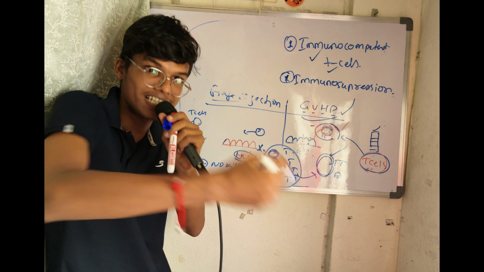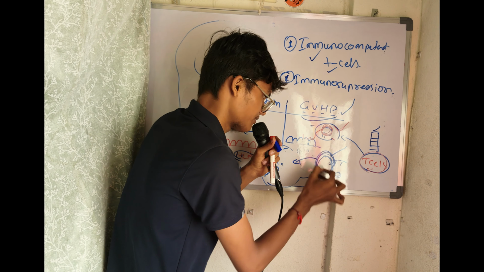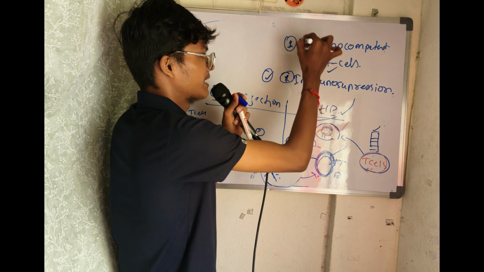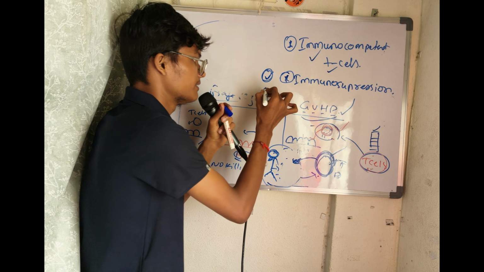But if I am immunocompromised, I don't have enough immunity to deal with this. So it might kill this, not surely kill. Okay. So the second condition in which GVHD occurs: first thing, the graft contains T cells and it is killing our body. So immune suppression is the second point. Okay. Third point.